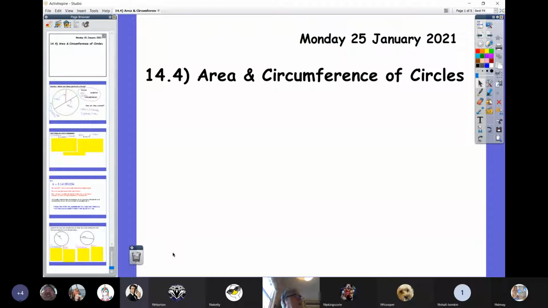Okay, we've done this before. It's going to be on working out the area and circumference of circles. And there's a little bit of a lag, so I'll just keep an eye on things. I think you can see it now. So I'm just going to go over the basics.